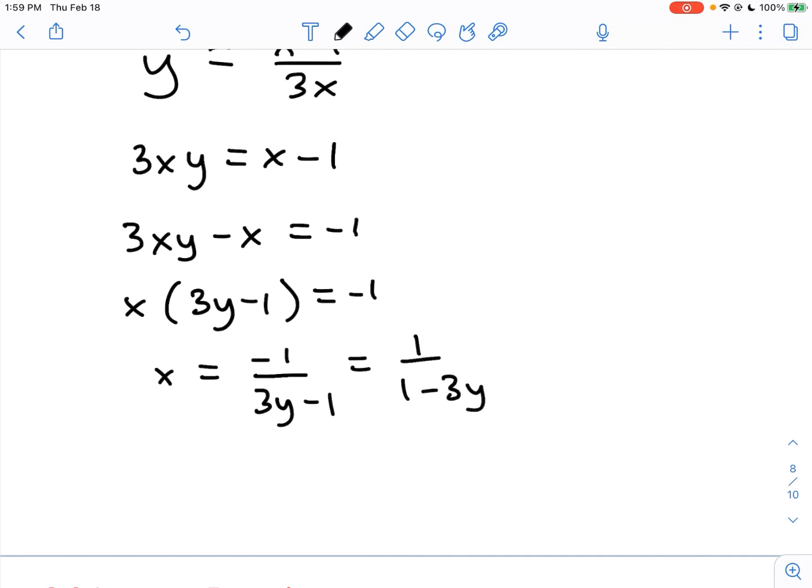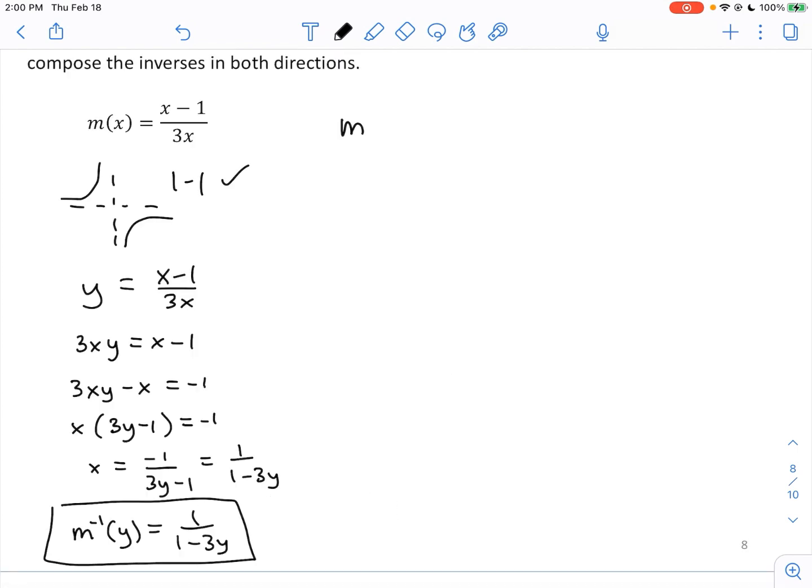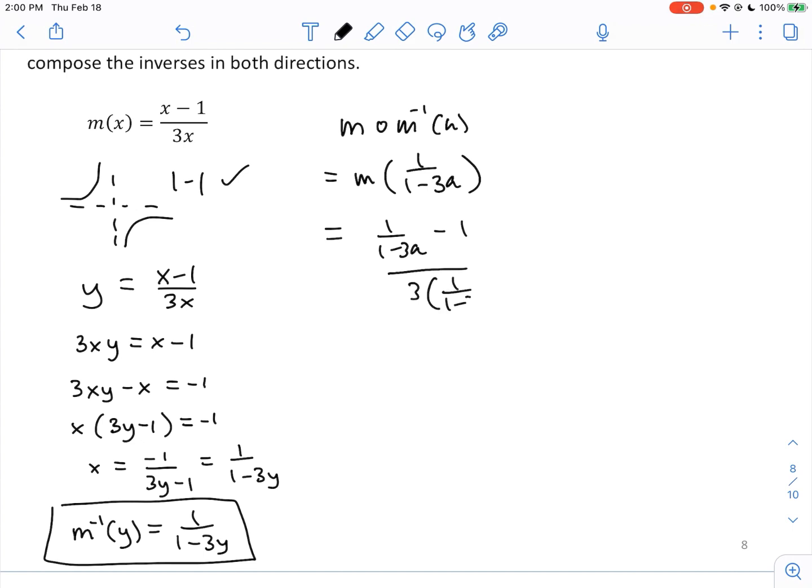Okay, so our inverse function here, this was m inverse, input of y, and it's 1 over 1 minus 3y. And let's do our compositions. m of m inverse of a. So m inverse of a is 1 over 1 minus 3a. Now plug that into the m function. There's two different x's here in the m function, and this has to go in for both of them. So we have 1 over 1 minus 3a minus 1, all over 3 times 1 over 1 minus 3a.